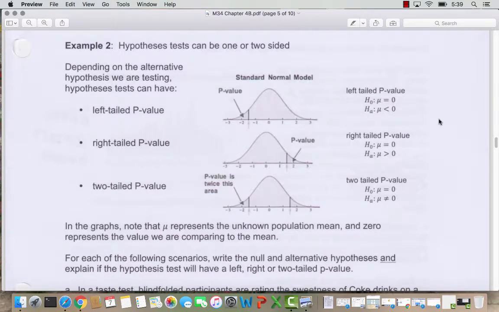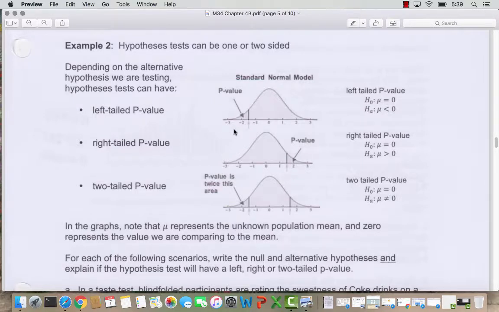Hypothesis tests can be one-sided or two-sided. So if you're setting your hypothesis up like this, the null hypothesis is that the mean equals 0, and the alternative hypothesis is that the mean is less than 0, you're going to be working strictly with p-values, probabilities, in the normal distribution over on the left side of the graph because we're strictly looking at means less than 0. So that would be values out here.